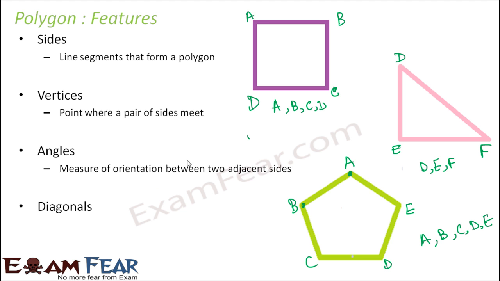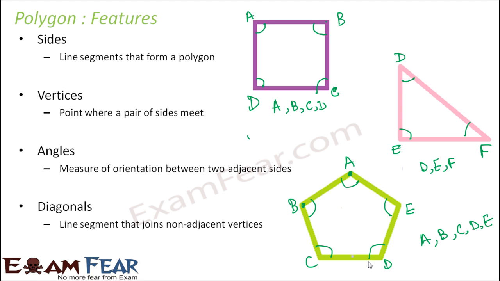Angles are the measure of orientation between two sides. This is one angle, this is another angle. This is one angle which is the orientation between the sides AB and BC. Similarly, this is an angle which is the orientation between BC and CD. So a triangle has three angles. Similarly, this polygon has 1, 2, 3, 4 and 5 angles.